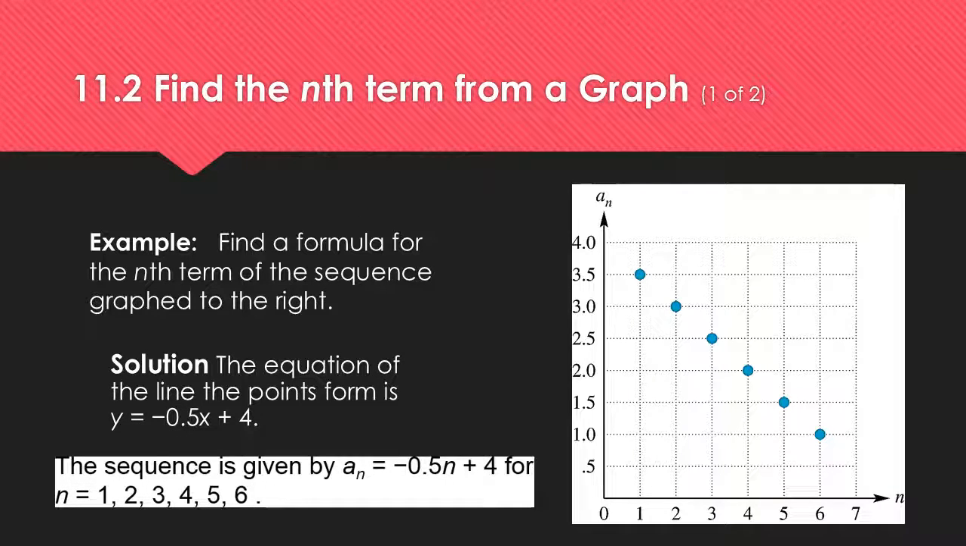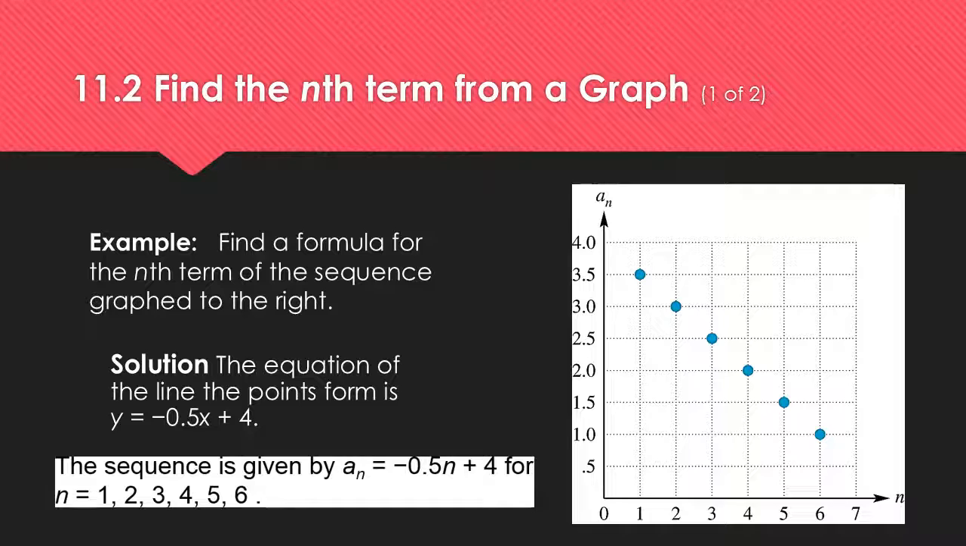Okay, the equation of the line that the points form is y equals negative 0.5x plus 4. Well, if you backtrack the line one more step to where x is 0, you're going to get y. So that's your y-intercept, even though we don't have a point there. And the slope, we're going down 1/2 and over 1, so negative 1/2. So the equation is y equals negative 0.5x plus 4. Writing it in sequence notation, it is a sub n equals negative 0.5n plus 4.